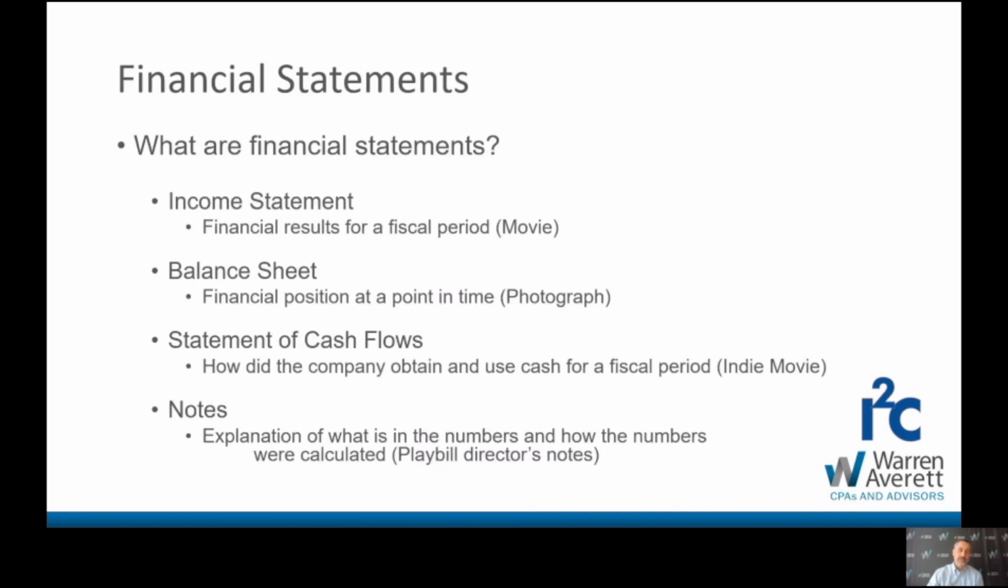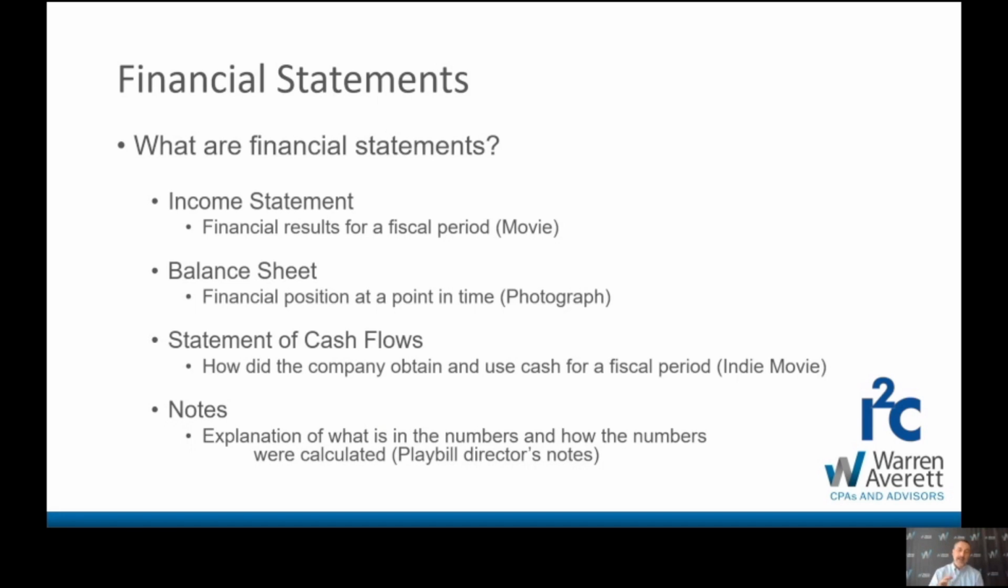So first of all, let's go through all four of those components of a basic set of financial statements. What are financial statements and what are those components? First is the income statement, and most people are very familiar with an income statement. Many people also call it a profit and loss statement. They're really the same thing. We start with income, we then show expenses, and ultimately we get down to net income or loss, hopefully net income.